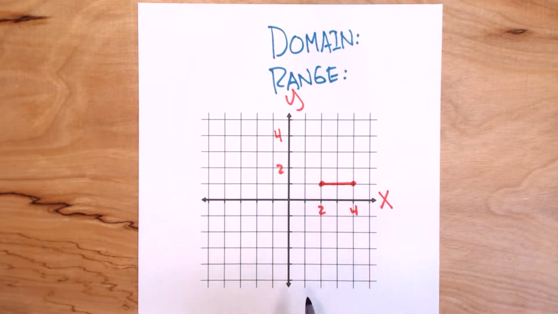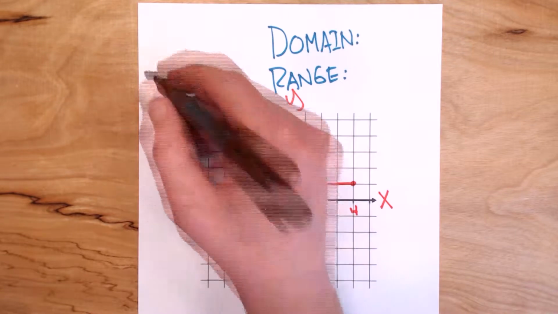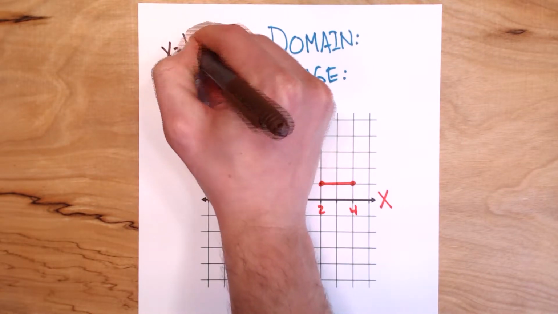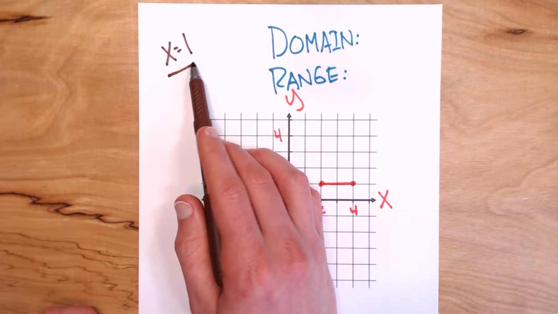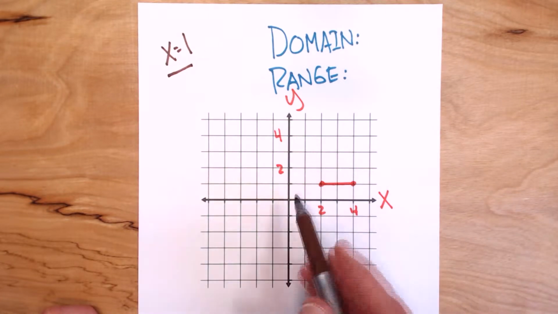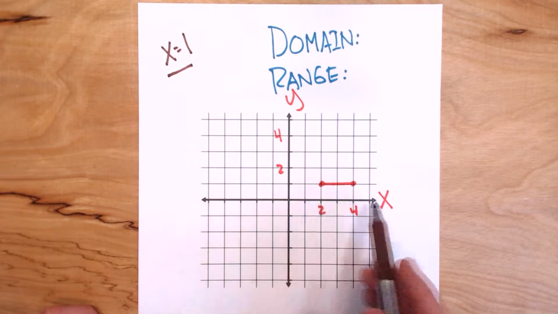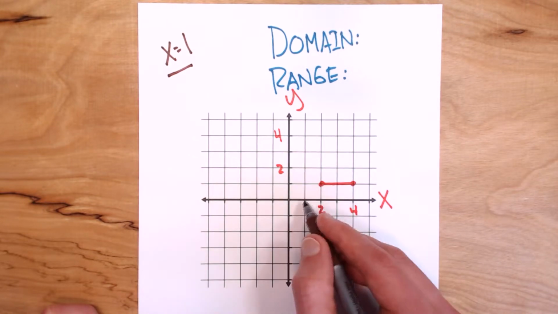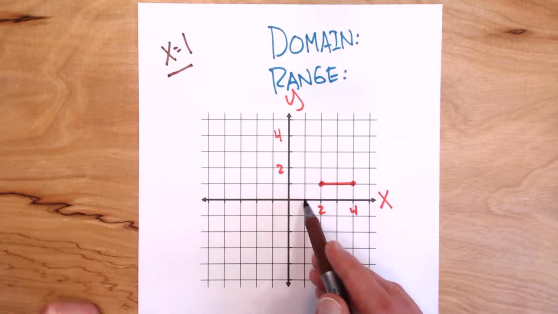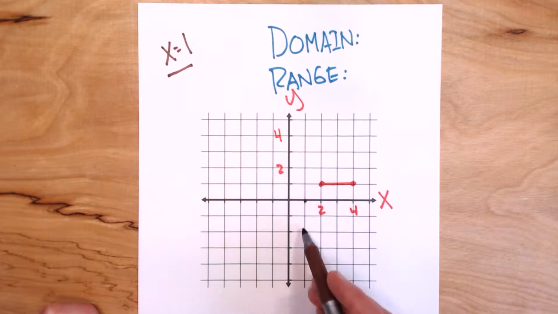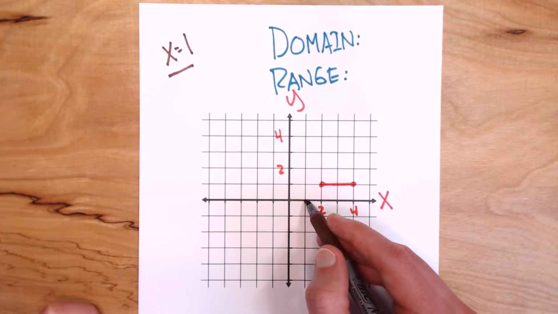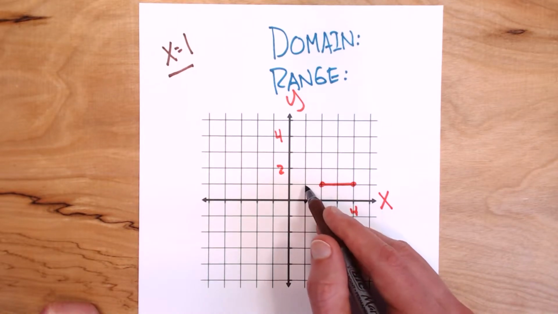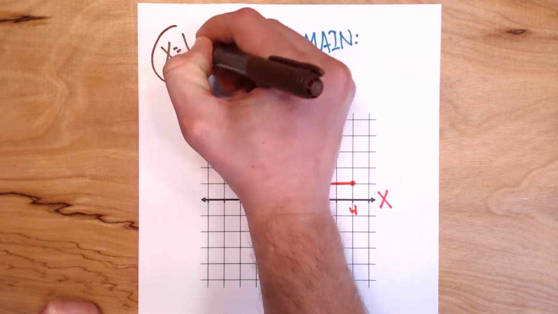So let's test a possible value. For example, would the value x equals 1 work? Is our function defined when x equals 1? So where does x equal 1? Here's the x-axis, so we go 1 unit over. So this is x equals 1. Is our function defined on this line where x equals 1? If we look up, our function is not defined here. So x equals 1 is out.